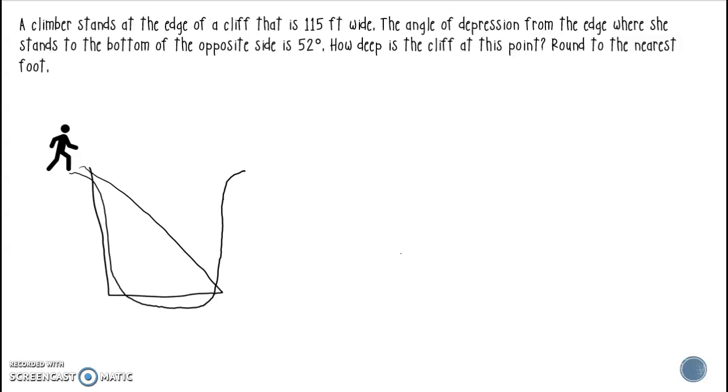I know that the cliff is 115 feet wide. So the base of this triangle is 115. The angle of depression from the edge to where she stands to the bottom of the opposite side is 52 degrees. So the angle of depression, I need a line here. That's 52 degrees. I want to know how deep the cliff is. I want to find this value over here, how deep the cliff is.